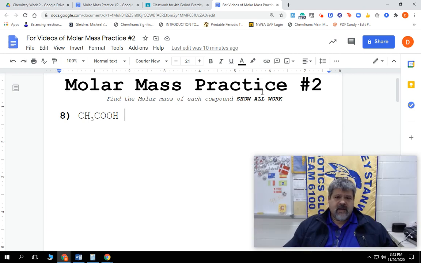So, again, practice sheet number 2, question number 8. Here is our compound right here. It looks crazy, but I'm going to tell you right now, when you see the H at the end, we're going to say that's an acid. So it's a certain type of acid. Plus, it's kind of rearranged here a little bit different.